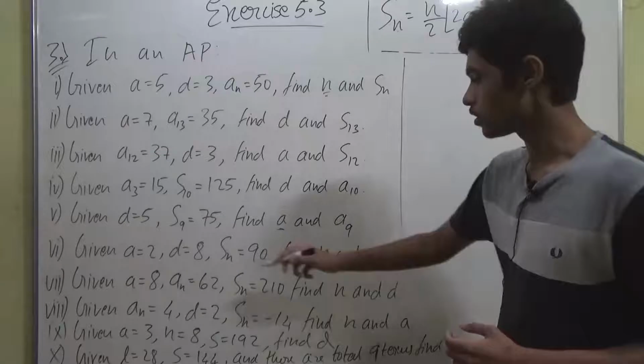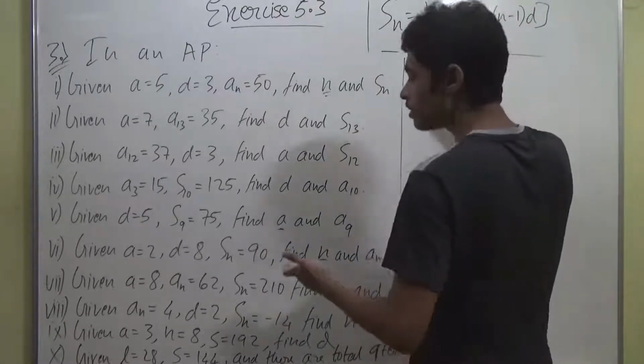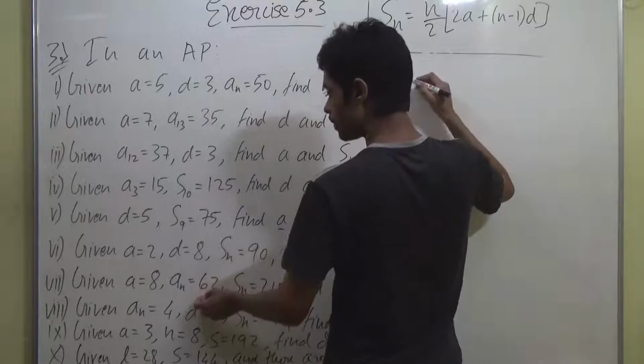First let me apply the equation of a of n, because they have given a of n. So a of n will be equal to, we are doing question number 7, right?